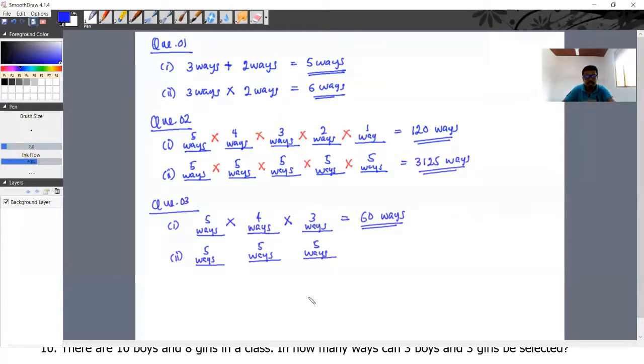What we need to do? Addition or multiplication? Multiplication. We need to form a 3-digit number. To form a 3-digit number, we should have a digit here and a digit here and a digit here.